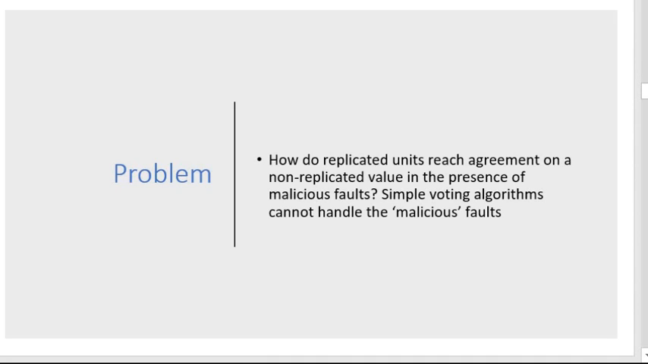What is the problem here? How do replicated units reach agreement on a non-replicated value in the presence of malicious faults? Here, what are the malicious faults? The traitors who send the wrong message. Those are called malicious faults. A simple voting algorithm cannot handle the malicious faults. It's very difficult to handle malicious faults by using simple voting algorithms.